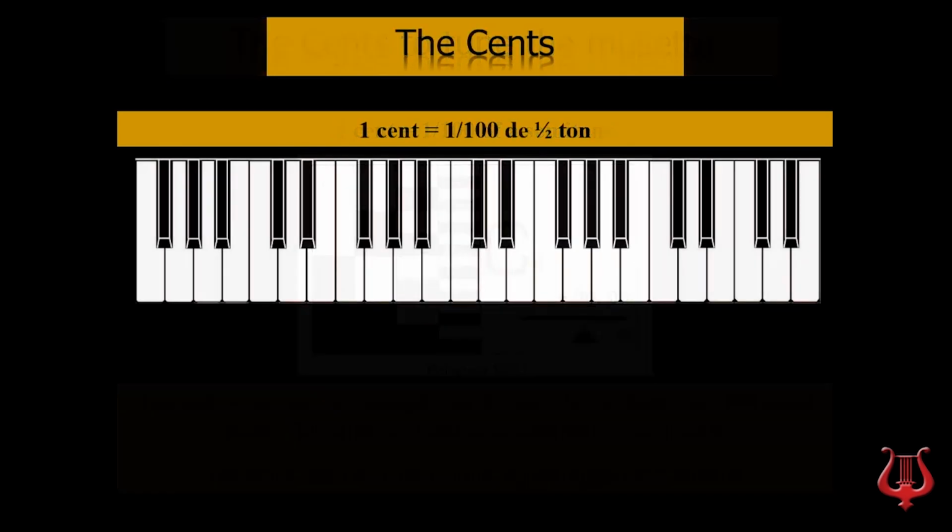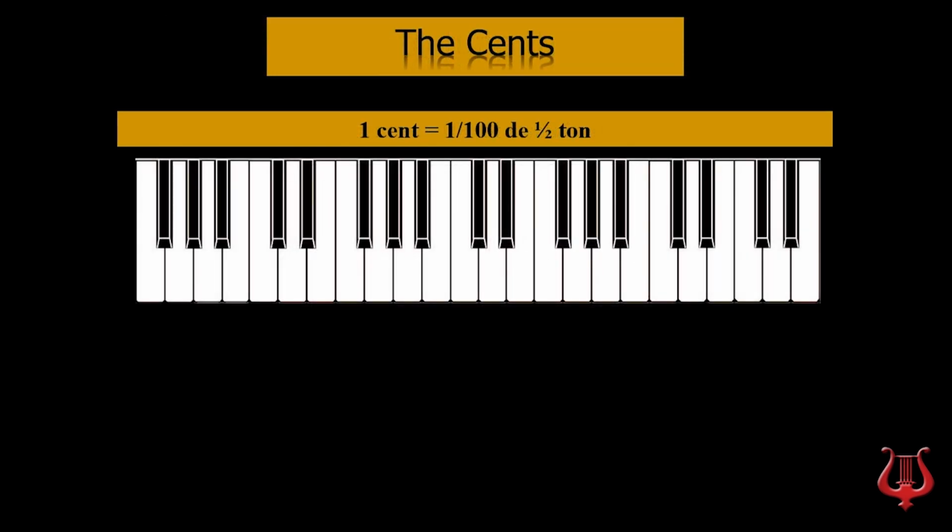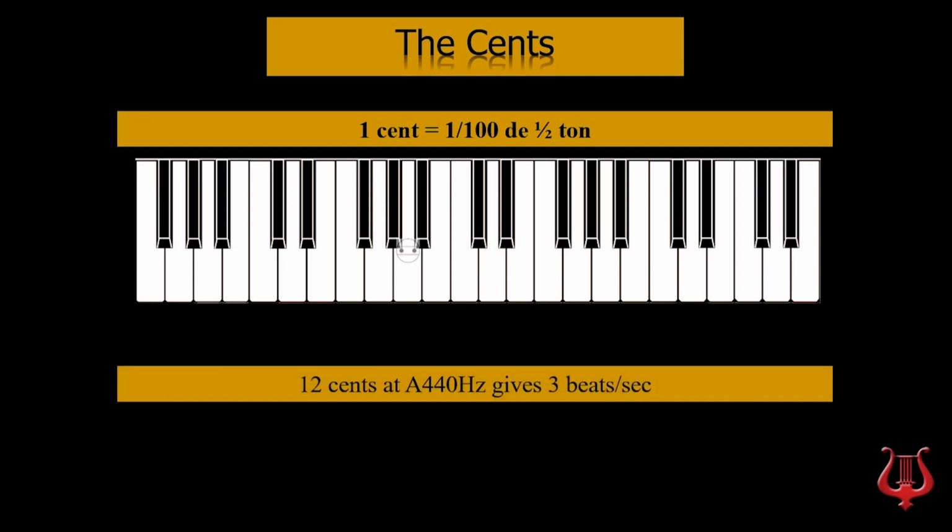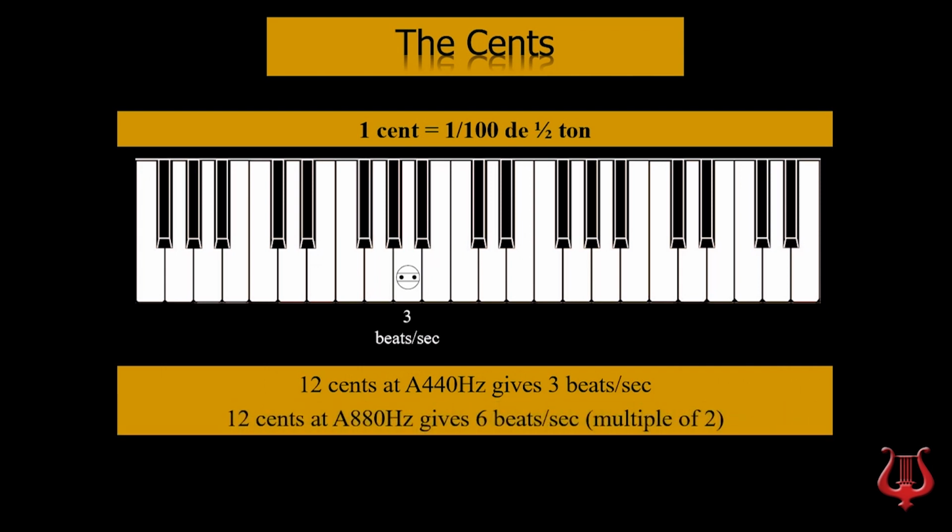Let's take a look at the beat rates obtained when applying a constant cent deviation to the second clarinet on the entire keyboard of a standard piano accordion. 12 cents applied at A440 Hz gives 3 beats per second. 12 cents an octave higher at 880 Hz gives 6 beats per second, a multiple of 2.